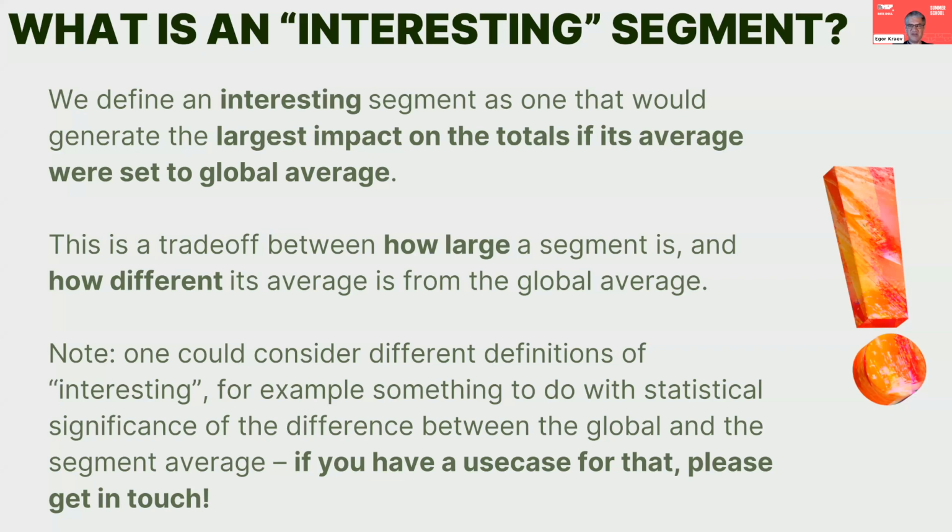Because what you will inevitably encounter if you try to do this manually is that segments that have very unusual averages will tend to be small, and the smaller you go, the more wild outliers you can get in terms of averages. But at the same time, because they're small, they don't matter very much. So how do you define a trade-off between the unusual averages and large sizes that make the segment matter?